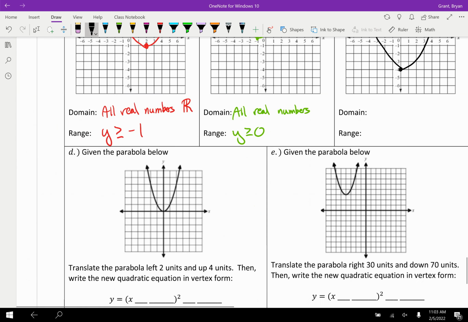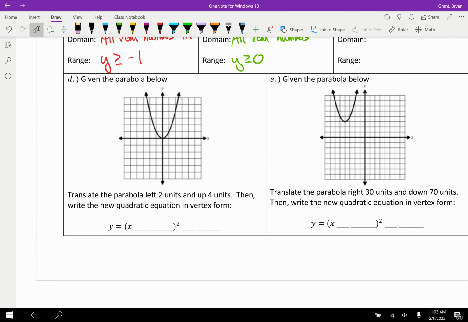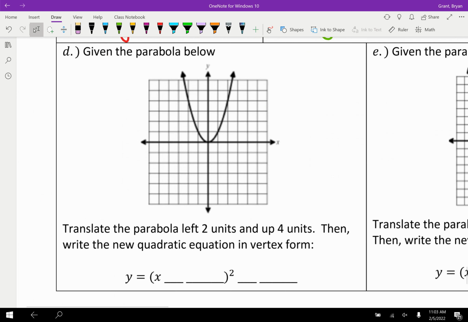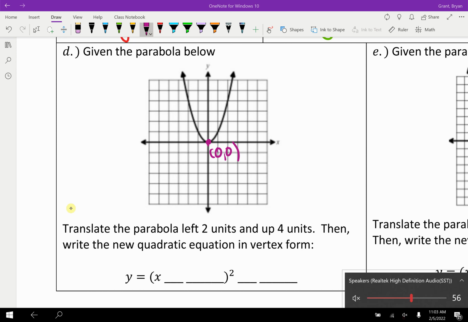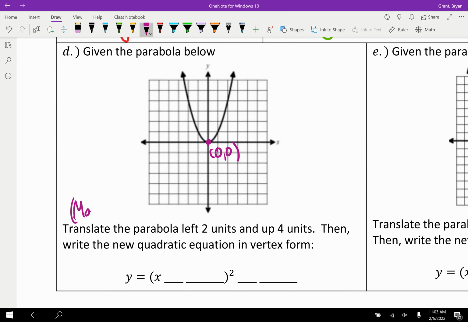All right, our last two problems today are really working backwards. We're going to give you a graph and then move it. And you're going to have to tell us where is the new graph. So if we look at D, we have this graph. Currently the vertex, use a different color here, currently the vertex is at 0, 0. They are telling us we are going to translate, which we should know means move, the parabola left 2 units, 1, 2, and then up 4 units, 1, 2, 3, 4.